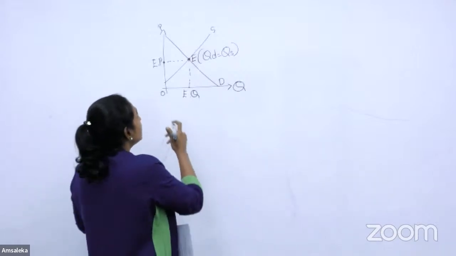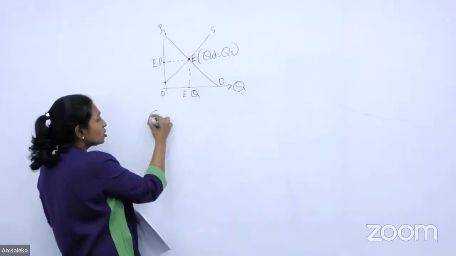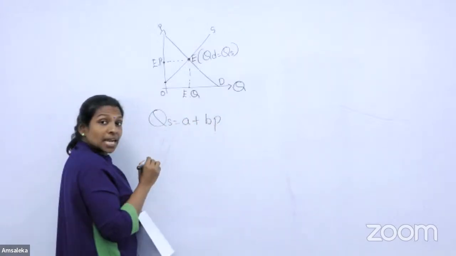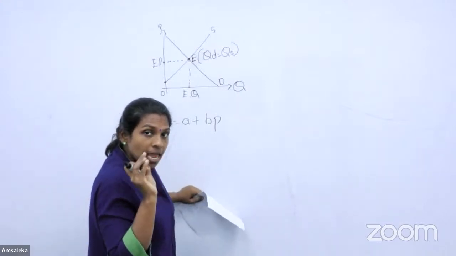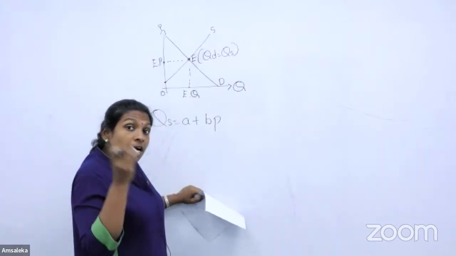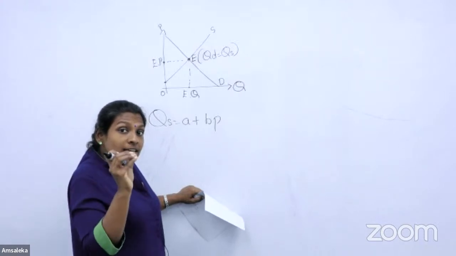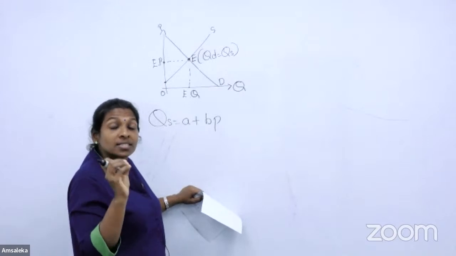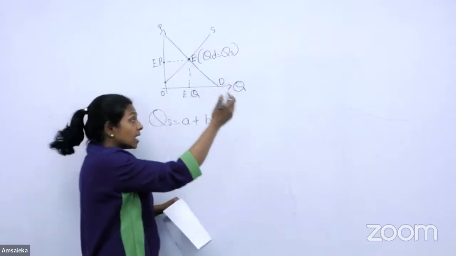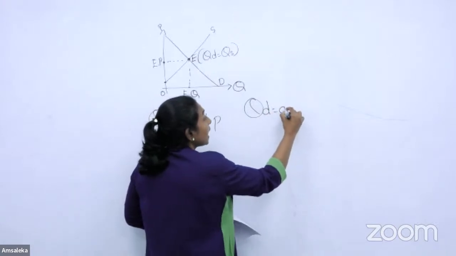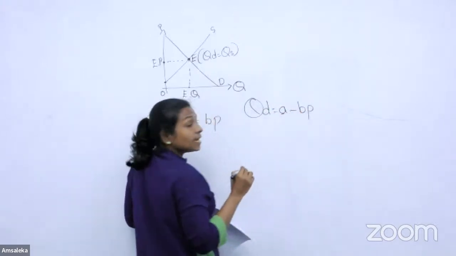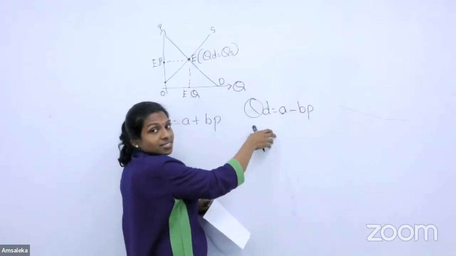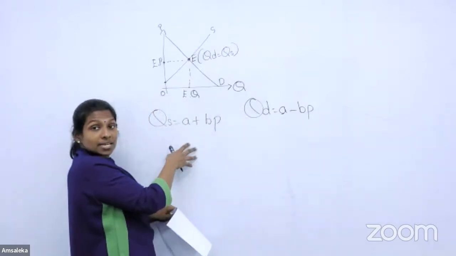Okay, minus 20 means what? Actually, QS means A plus BP. A means intercept. A means what? Intercept: quantity supplied at price level 0. So QD also has an intercept, A minus BP. So this is also an intercept. So in this case, what I said is correct. QD at price level 0, but this is QS at price level 0.